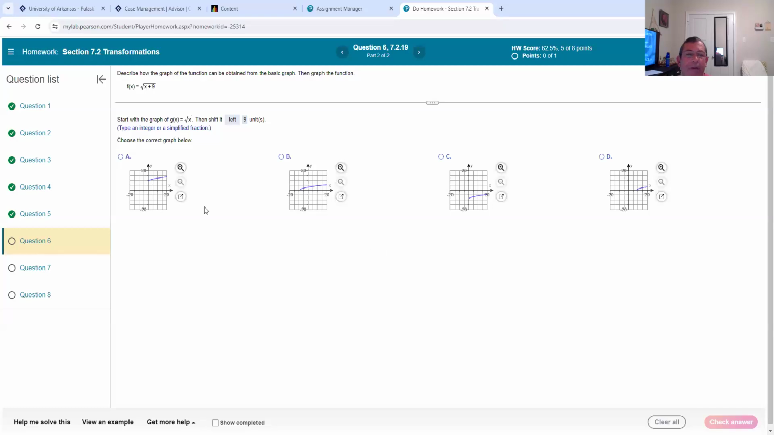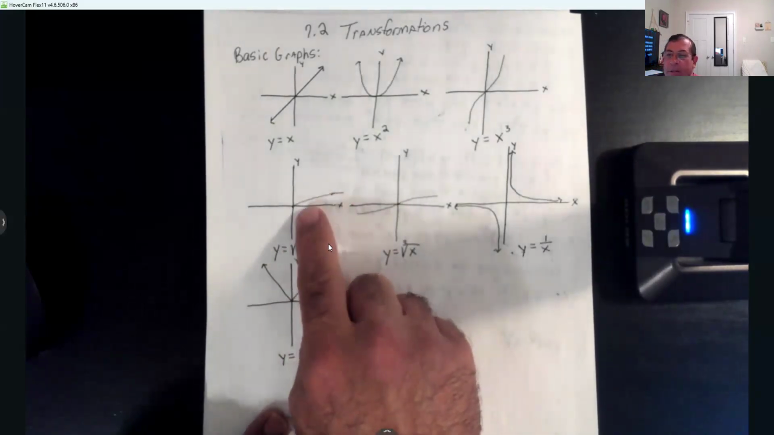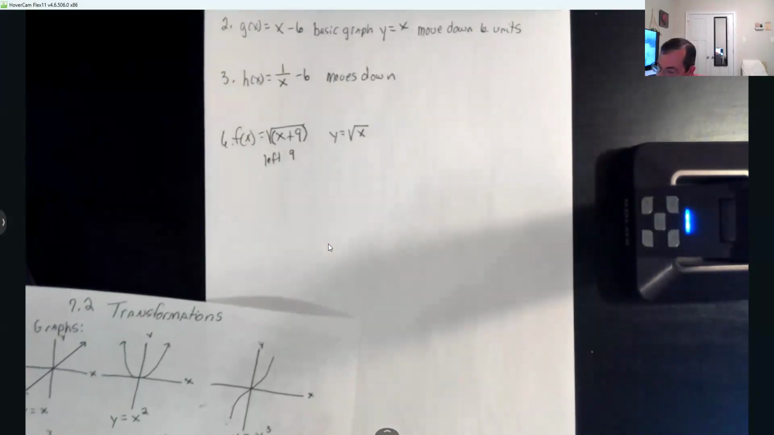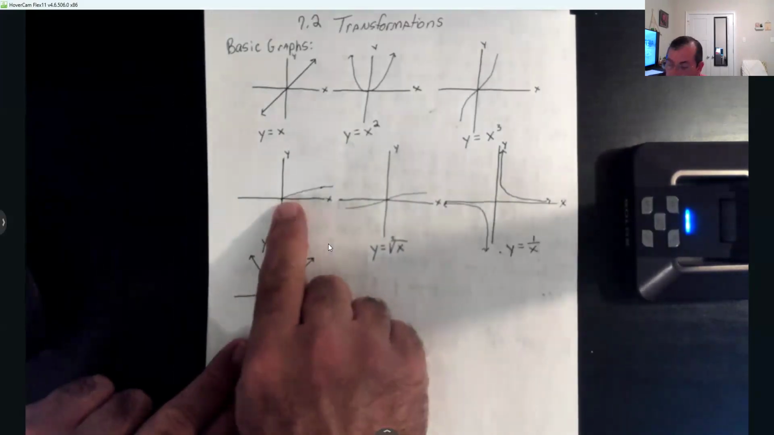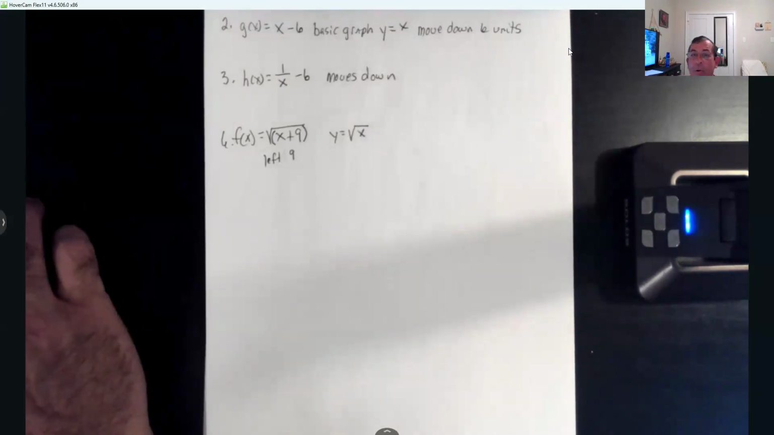Now this one will have 4 pictures. Remember, the basic graph started right in the center for the square roots. So y'all, here's my square root graph. Remember, they start right in the center. So in those 4 pictures, we got to find which one went up, down, left, or right. And let's see, we said ours went left 9. So it's going to take this picture and move it left 9 units, okay? So let's see which one in MathLab went left.